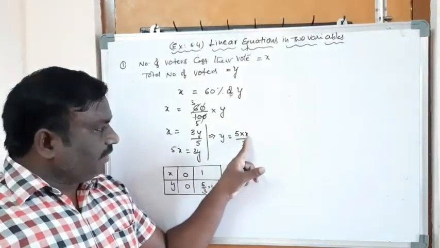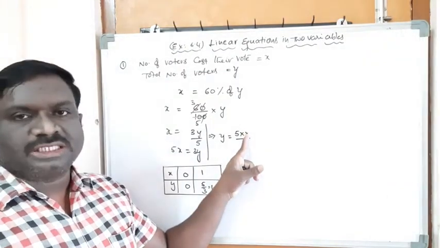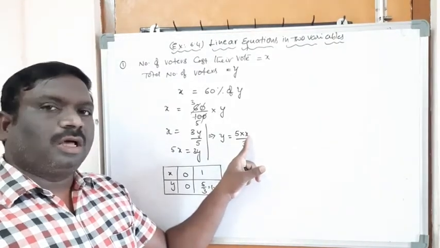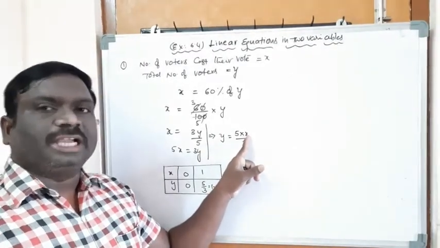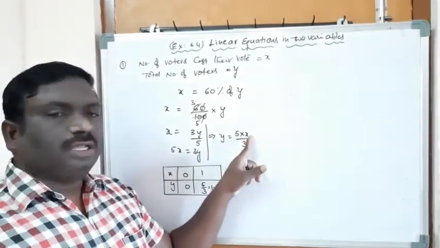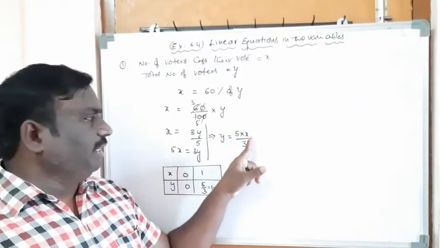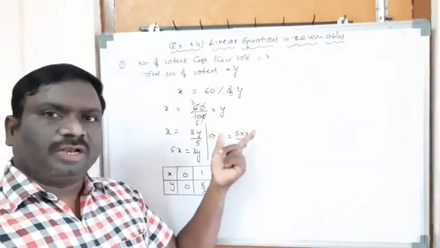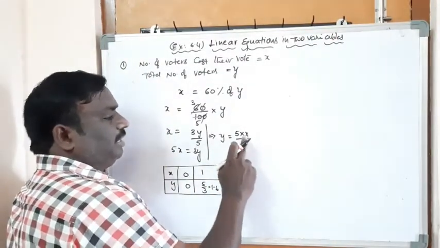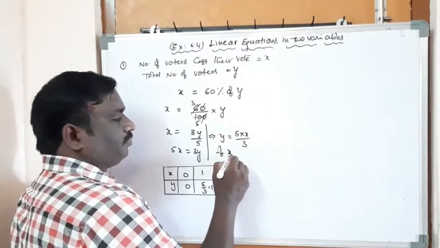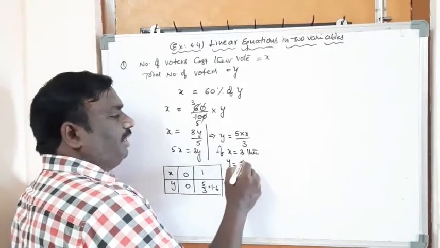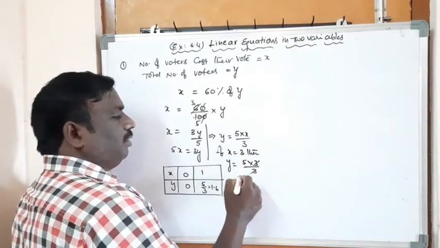So for the x value, if you take multiples of 3, that means you can take here 3 or 6 or 9. In the 3 table, 3 multiples, not factors, 3, 6, 9, 12, 15. If you take all of these, then we can divide with 3, then we will get the integer. So now I am taking 3. If x equal to 3, then y equal to 5 into 3 by 3, y equal to 5.